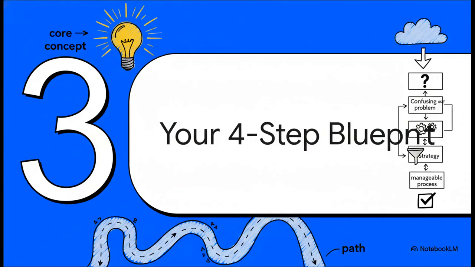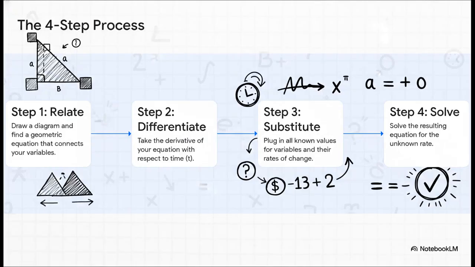All right, so we've got the core concept down, but how do we apply it without getting lost? Welcome to Section 3, your 4-step blueprint. This is the game plan, the strategy that turns a confusing word problem into a totally manageable process. Just follow these 4 steps and you'll be golden. Step 1, identify and relate. And I'm serious about this one. Draw a picture. Label everything you know and what you need to find. Then dig up an equation from geometry, like the Pythagorean theorem or similar triangles that connects your variables.